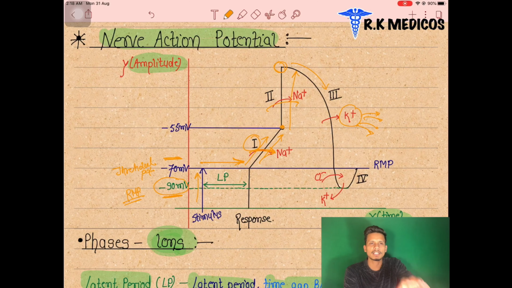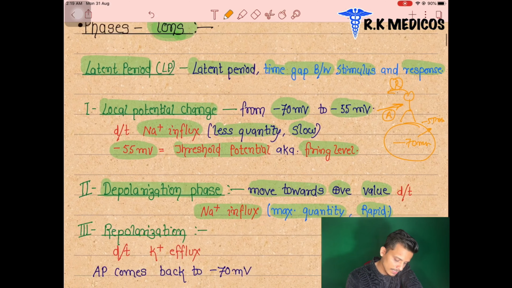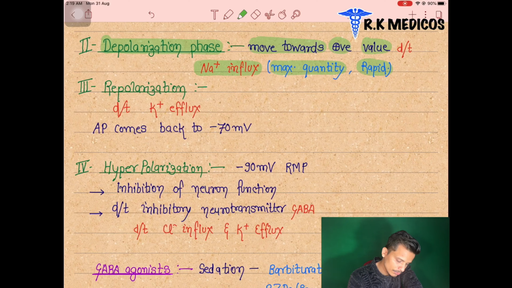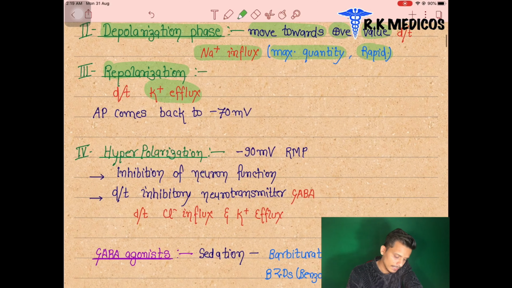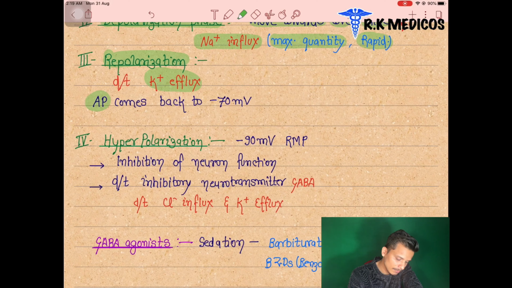and it leads again to the cell attaining a negative value inside, as the positive charges move out through the efflux of potassium. Then the cell goes for repolarization. So we can say repolarization is due to potassium efflux. Next point: the action potential comes back to minus 70 millivolt.